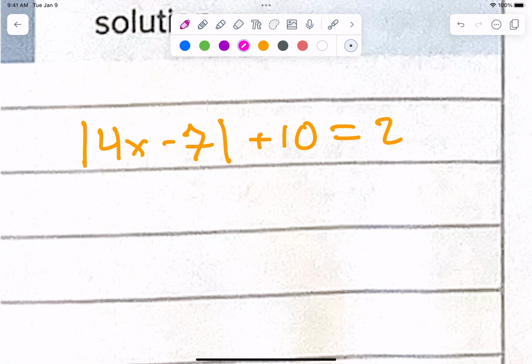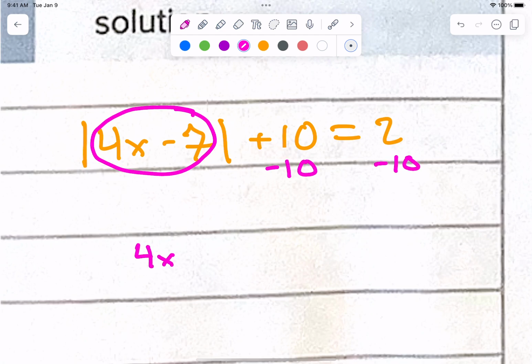Okay, put him off to the side over there. The first thing we want to do is get the absolute value bar by itself. This guy. Subtract the 10. 4x minus 7 equals negative 8. Okay, now what do we do?